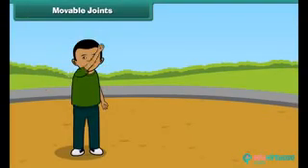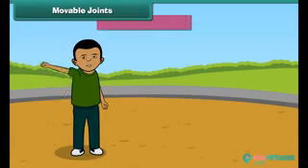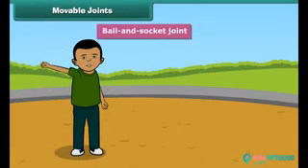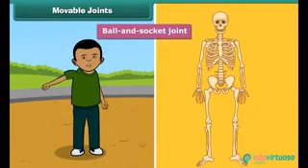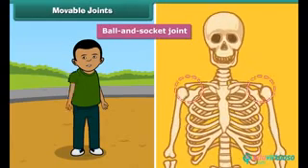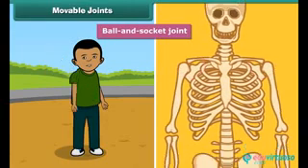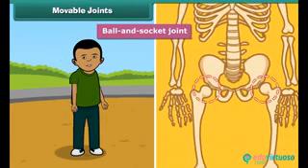The joints which join the bones to make the circular movement possible are called ball and socket joints. For example, the bone in the upper arm is fitted to the bone in the shoulder by a ball and socket joint. Similarly, the thigh bone is fitted to the hip bone by a ball and socket joint.